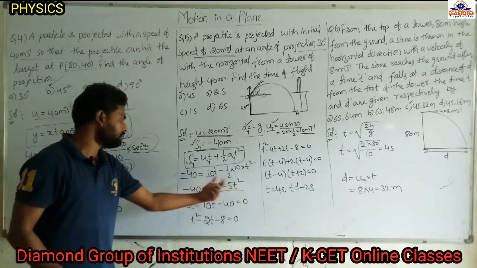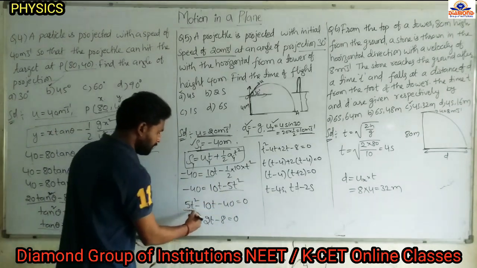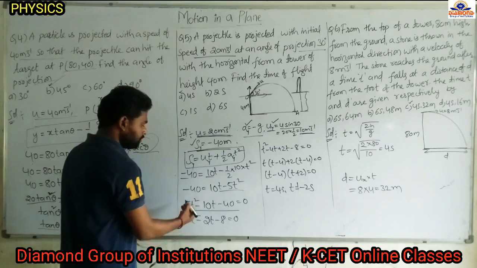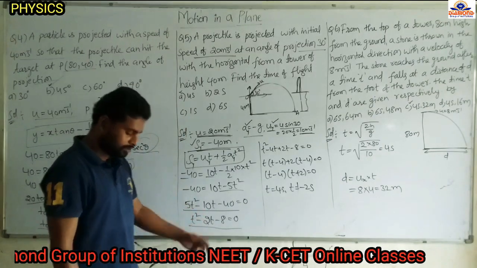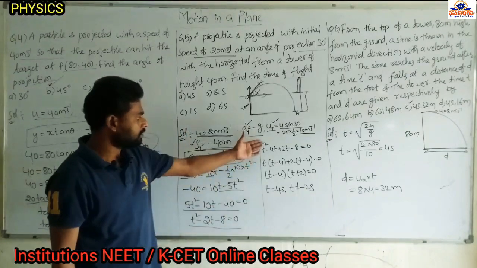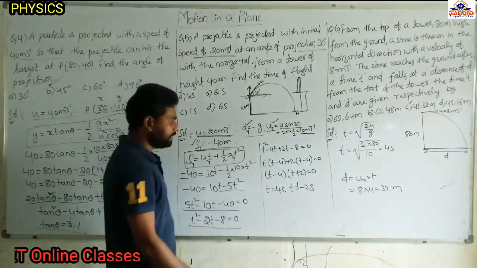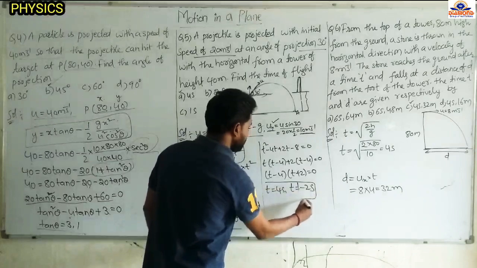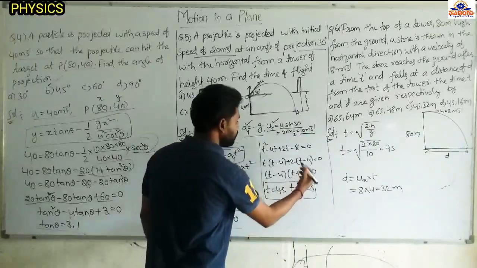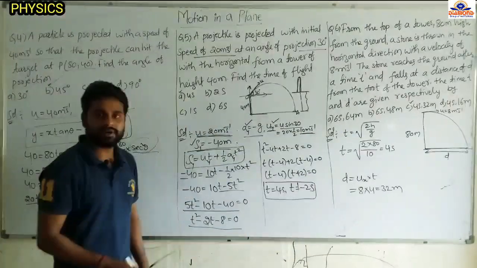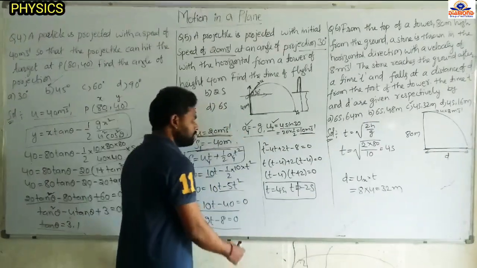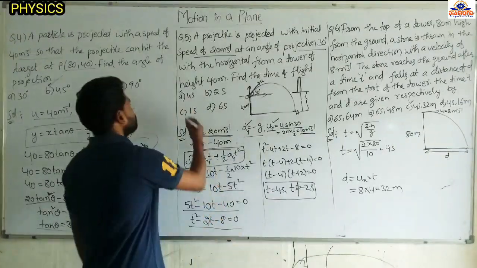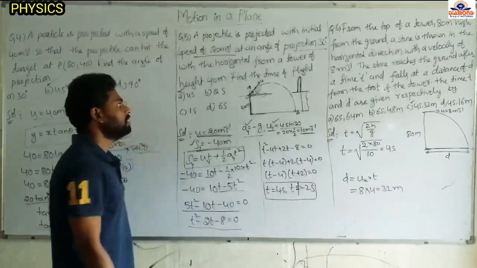Next, sending this to this side, we will get 5t square minus 10t minus 40. So 5 is common: t square minus 2t minus 8 equal to 0. So this is also a quadratic equation. Now do the simplification, and we will get the time values. Time of flight t equal to 4 seconds and t equal to minus 2 seconds. Time is never negative, so this does not exist. So now time period, time of flight, equal to 4 seconds.